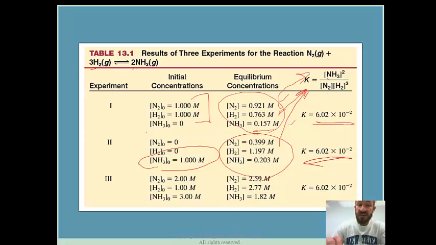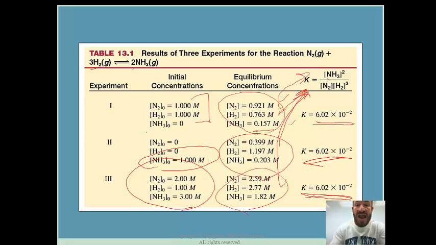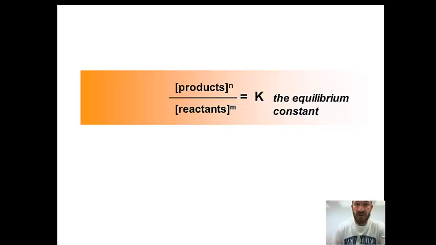Then we take the third scenario. We have all different concentrations, and then we end up with another set of concentrations when they're allowed to reach equilibrium. Plug these values into our K expression, and once again we have the same constant. This is a constant. The only thing that changes K is temperature. It doesn't matter what initial concentrations we start with. They're going to reach equilibrium, and they will have a constant value of K.